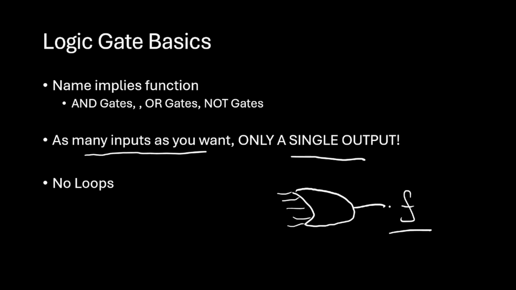Another crucial component, no loops. So this can't branch off of here. This wire can't come back around and then feed back into it. That, not allowed. First, let's talk about buffers. Buffer basically doesn't do anything. It can be used as an amplifier, but for the sake of this level, it doesn't really do much.